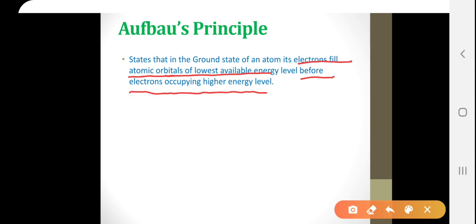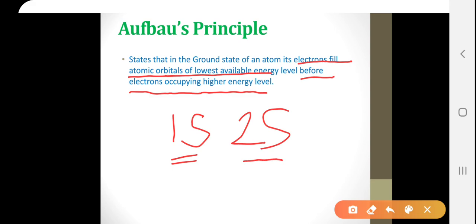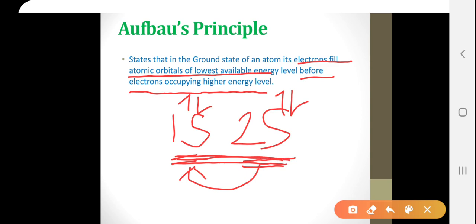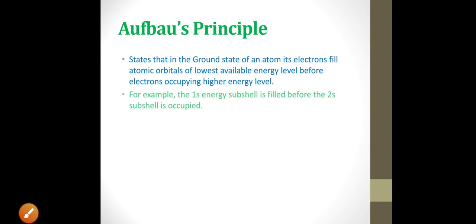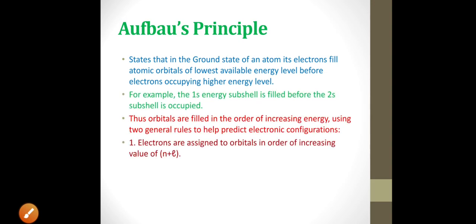For example, there is 1s and 2s. 1s is the lowest energy subshell, and 2s is a higher energy subshell compared to 1s. So first the electron enters 1s and then it enters 2s. This order of increasing energy level is obtained by two rules. The orbitals are filled in the order of increasing energy using two rules.